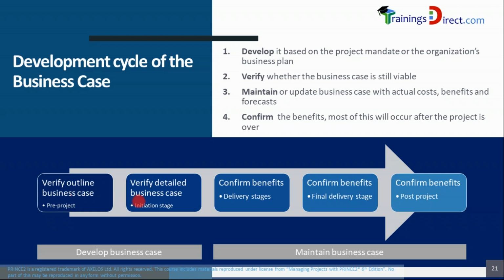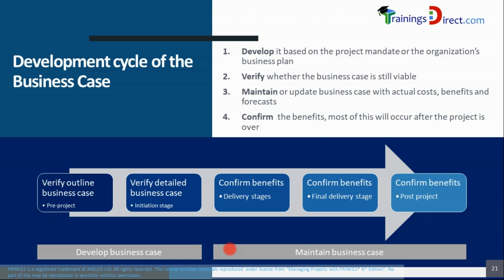The develop and verify happens again, meaning step 1 and step 2 happen again in the initiation stage. This is where the business case is made in more detail. So the executive may take support from the project manager to further expand the business case information. That is known as a detailed business case as compared to an outline business case developed by the executive himself or herself. But this detailed one is developed in the initiation stage as part of the initiating a project process. And this is also verified eventually by the project board, though the project manager will be involved in its development. Once this is done, the development portion of the business case completes.